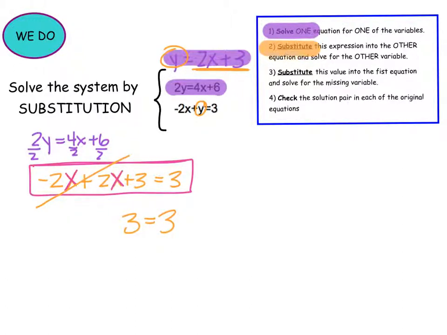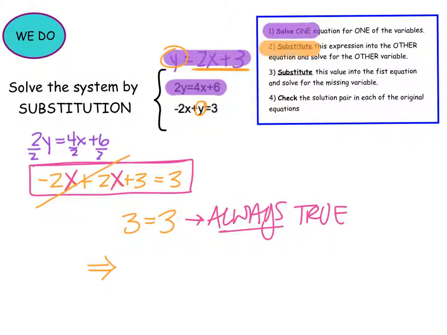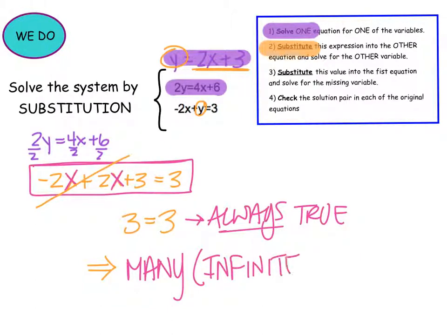Now remember what I said before. If 3 equals 3, like we talked about, that's always true. We know it's always true. And so because it's always true, we're going to have many, or you could say infinite, solutions.